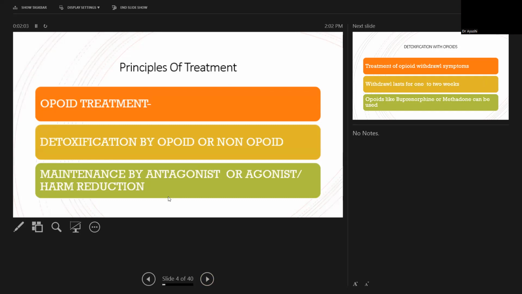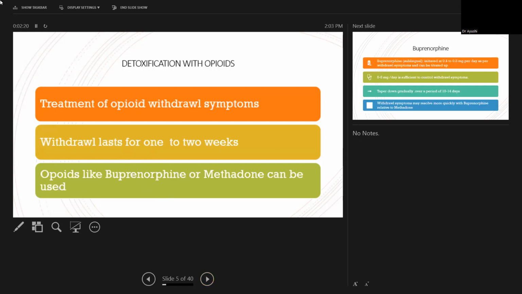Now, the principle of treatment: when a patient comes with opioid dependence syndrome, either we go for detoxification by an opioid or a non-opioid, or we give maintenance by an antagonist or an agonist, which is harm reduction. Now, detoxification with opioid, we treat the withdrawal symptoms. Withdrawal symptoms last for 1 to 2 weeks, and we give opioids like buprenorphine or methadone.